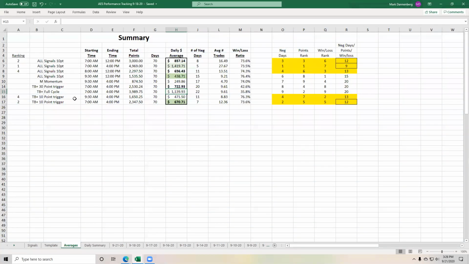When we look at taking all of the signals, which are those 4 signals I identified for you, and we look at various time frames. Maybe you want to trade from 7 to noon. Maybe you want to trade from 8 to noon. Maybe you only want to trade from 9:30 to noon, or you might want to trade from 7 to 4. Whatever time frame you want to trade, we can help you understand how that time frame has performed.